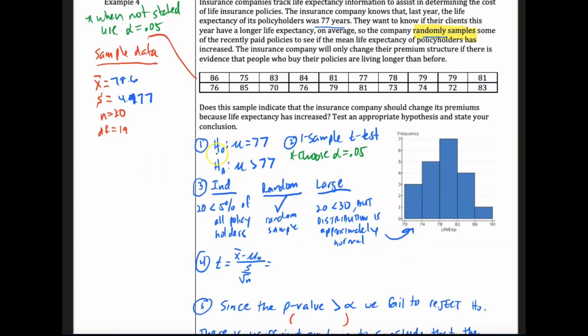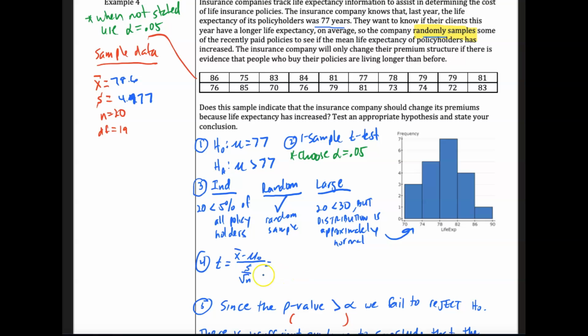So you go through the steps: null and alternative, greater than 77, because you want to know if it's increased. One sample. Again, since there is no alpha given to us, we'll use the 5% level. Again, that's a choice, technically, by the researcher or the one conducting the study. Do we meet the requirements? 20 is less than 10 percent of policyholders. It's a random sample. It's not greater than 30, but when we look at the distribution of these values, it's approximately normal. It has a normal shape, which is one of the conditions.